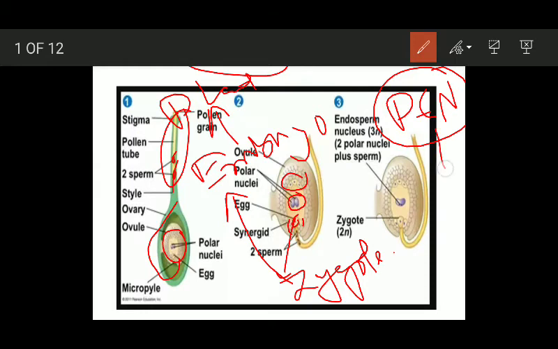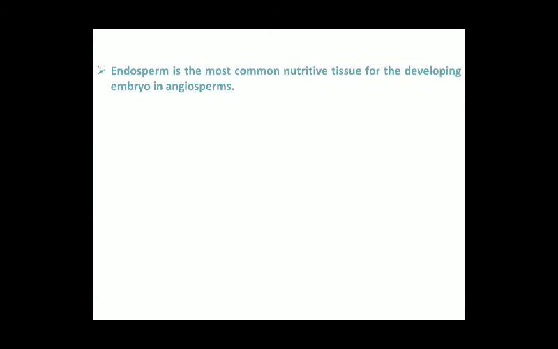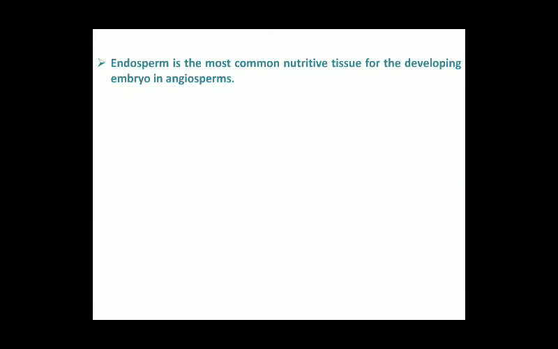So obviously its chromosome number will be 3n. It will be triploid. And this PEN, which is triploid, formed as a consequence of fusion of two polar nuclei and sperm nucleus, gives rise to endosperm. This endosperm is nothing but a nutritive tissue in angiosperms. Now we will talk about the details of endosperm in angiosperms.